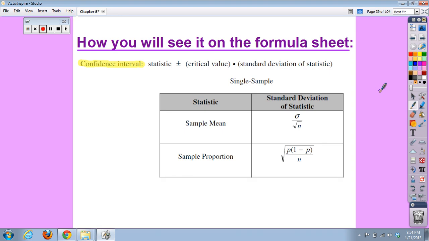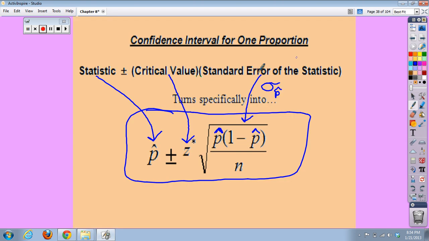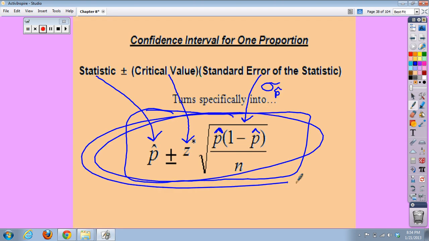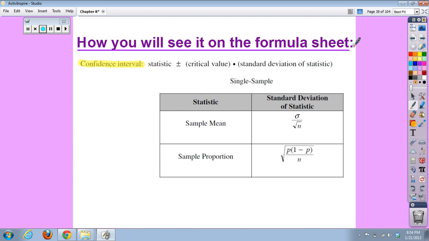Now, you won't see exactly that formula there. Let me jump back real quick. You won't see this on your formula sheet. This is what you will see on your formula sheet. It says confidence interval, statistic plus or minus critical value times standard deviation of the statistic.